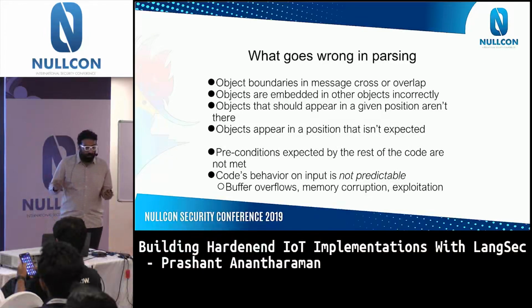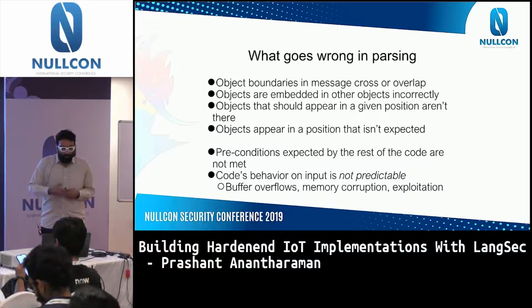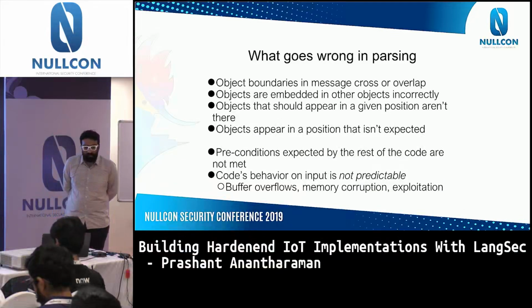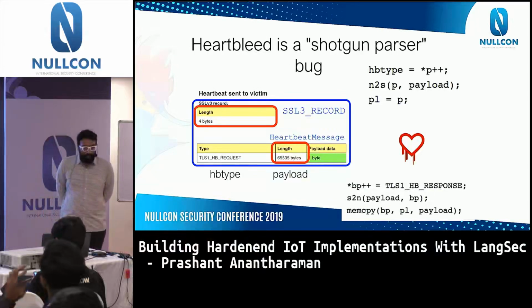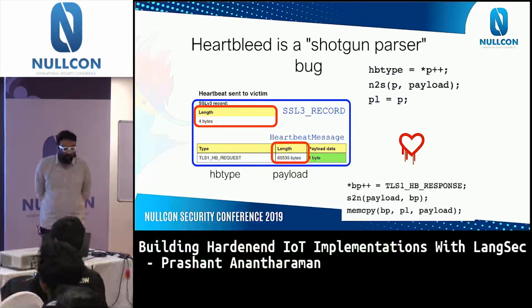You could have two particular values that need to be equal and they don't end up being equal. You could have preconditions, and all these lead to unpredictable behavior and hence lead to buffer overflows, memory corruptions, exploitations, and most of the popular attacks that you could have heard of. Now I'll go into some examples of some parser bugs that were really famous.